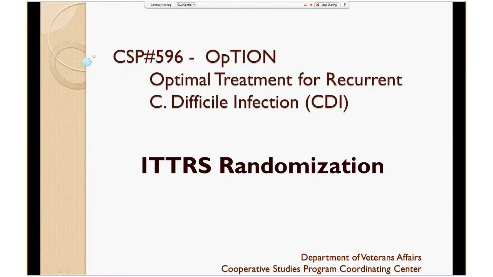Okay, so I'm going to give a presentation about the randomization system that you all will be using, which is an interactive touch-tone randomization system, which pretty much means it's telephone-based. You call in, and almost like if you're calling your bank, it's an automated service where it'll ask you a couple of questions, and in the end, it'll give you a randomization number that you'll need.